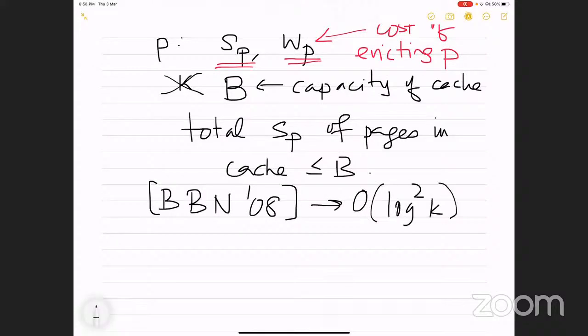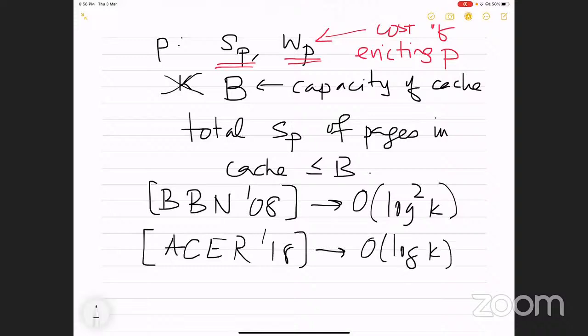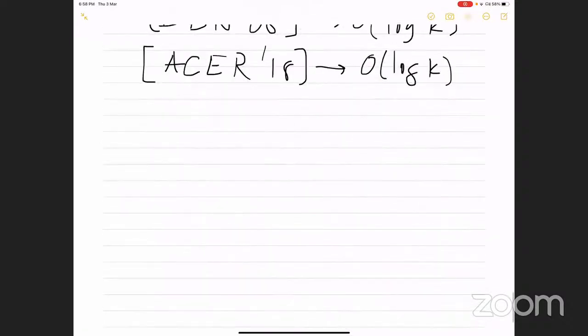Okay, and this was, let me see my reference, later improved by several people. By Adamaszek, Czumaj, Englert, and Räcke in 2018, they improved it to log K. So again, for this problem, we know a log K competitive algorithm. While we are at it, let me also mention some more extensions that we have worked on.